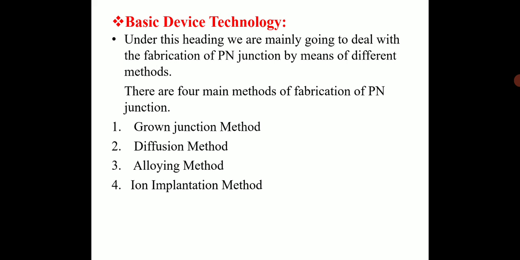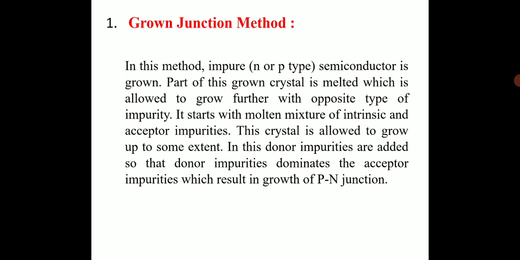There are four main methods of fabrication of the p-n junction. The first is the grown junction method, the second is the diffusion method, the third is the alloying method, and the fourth is the ion implantation method. These four main methods are used for the fabrication of the p-n junction. First is the grown junction method.